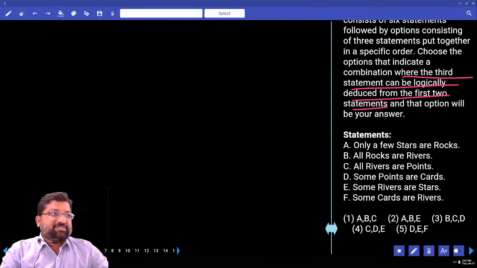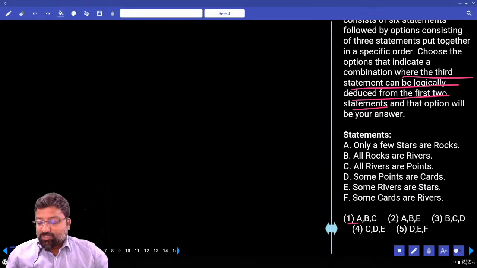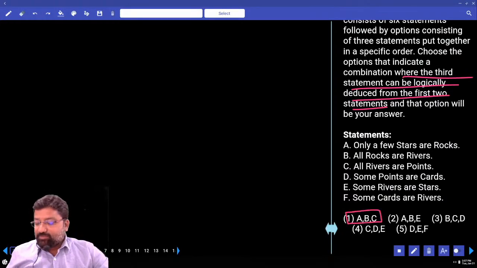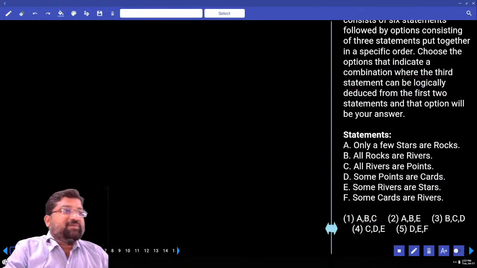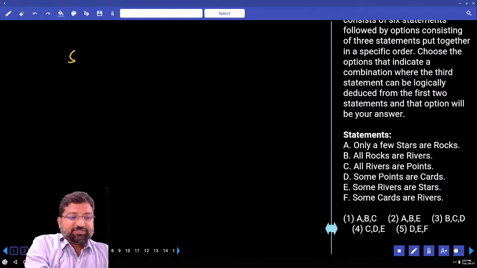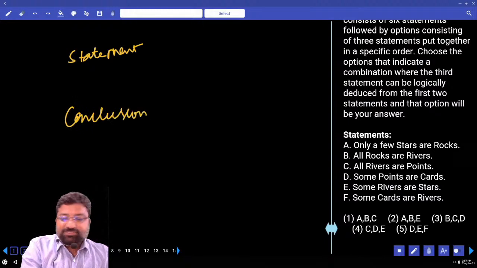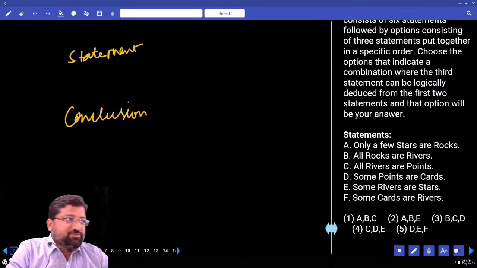Here there are no statements and conclusions. He'll give us options, a set of 3 statements put together, where the third one will become the conclusion and the first 2 will become statements. So first 2 will become statements, and the third the conclusion. That is what is told. Third can be logically deduced from the first 2 statements.